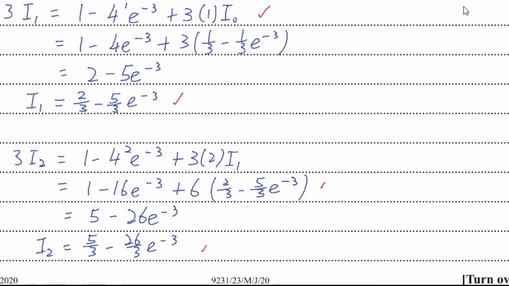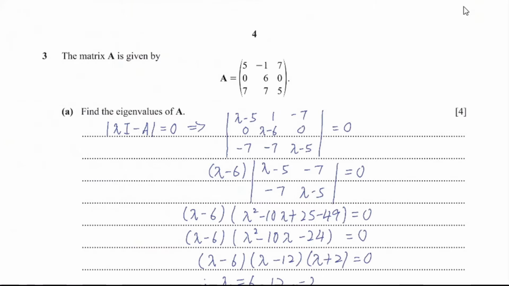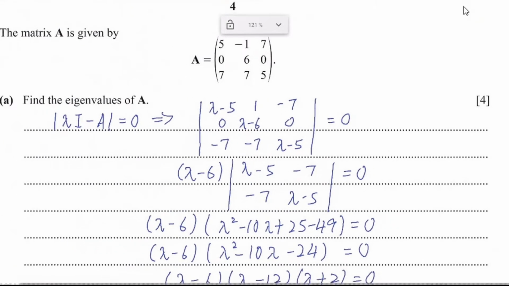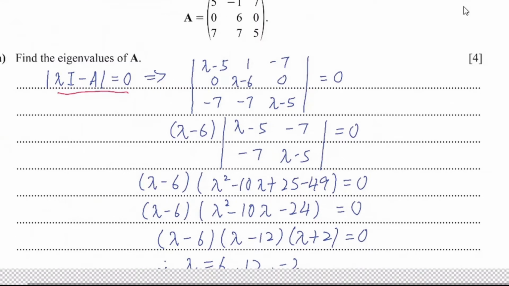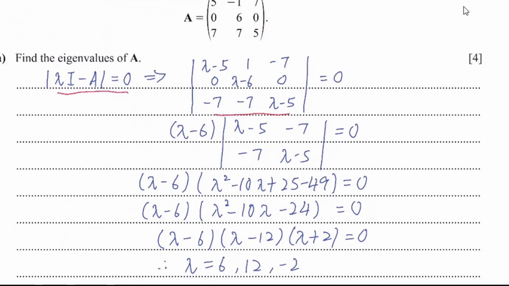If we look at the following question, this is a matrix A, which is given by this matrix here. We need to find the eigenvalues of A. We find them by using the determinant of lambda I minus A equals 0, a standard procedure. So make it lambda I minus A, and we equate the determinant of it to 0.